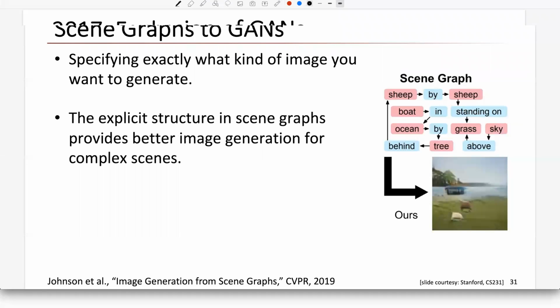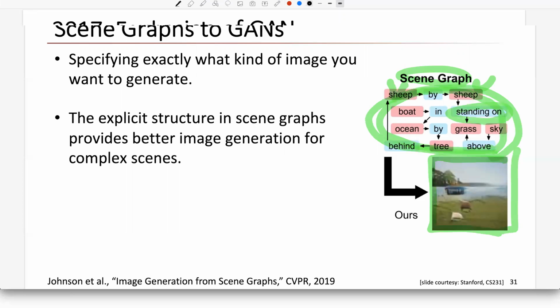Another example was the scene graph to image GAN. In this application, we have a scene graph like this one. A scene graph represents the relationships between objects, or some kind of verb, like this. So from this scene graph, we can generate a plausible image that follows the scene graph like this one.